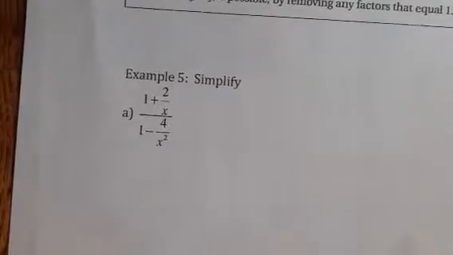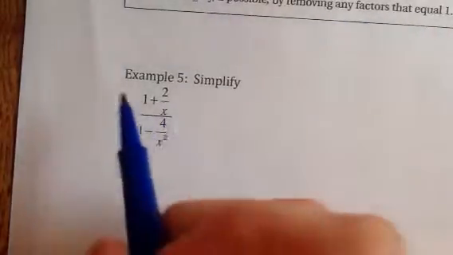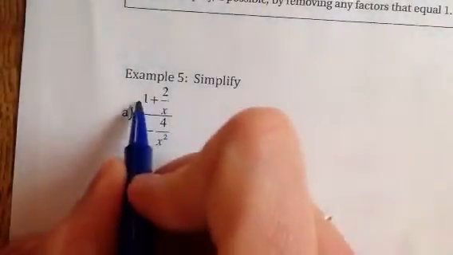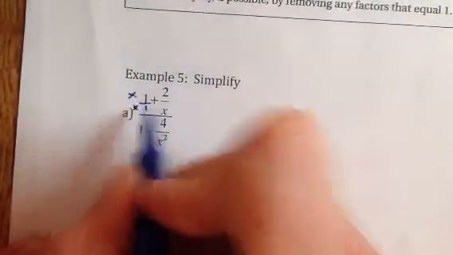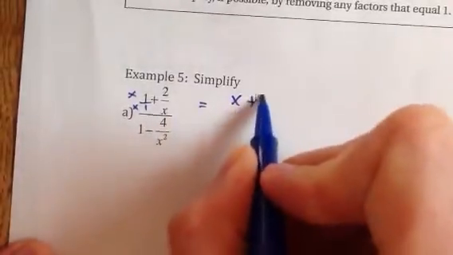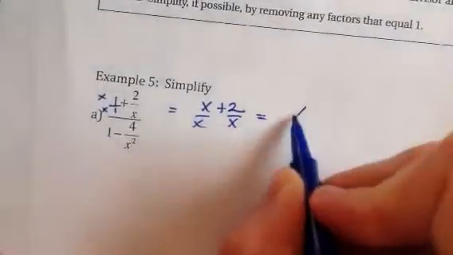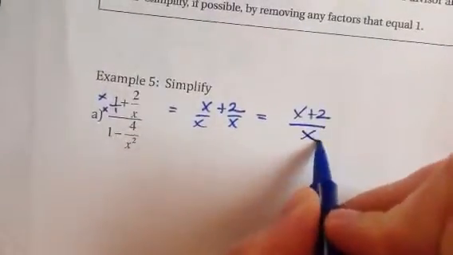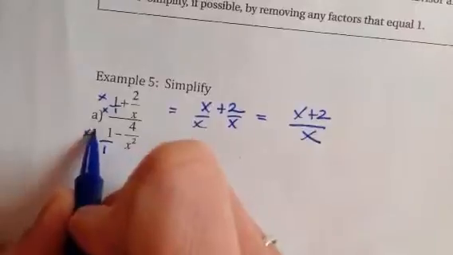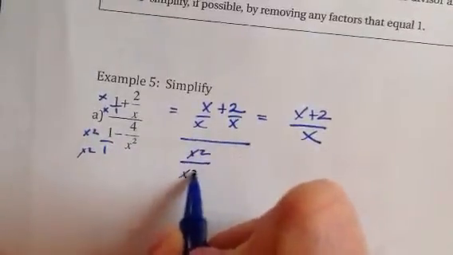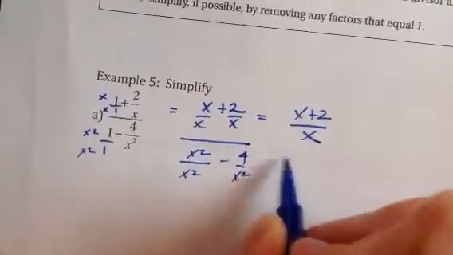What do we do when we don't have one fraction? We have something like this. Again, make common denominators. So top and bottom by x. So I'm going to have x plus 2 over x, which I can write as x plus 2 over x. In the bottom, x squared. So I'm going to have x squared over x squared minus 4 over x squared.